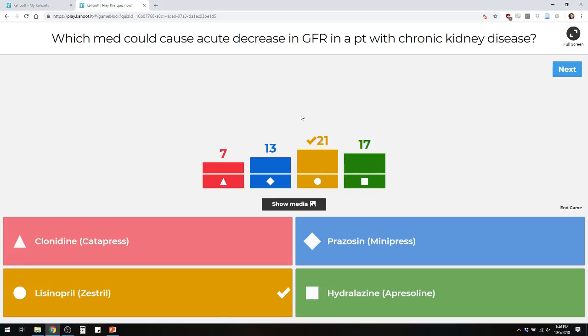Right? Do you have a question? Yeah, I was just going to ask about ACE inhibitors for the hypertensive kidney. Yeah, exactly, because it's going to help to preserve that function.